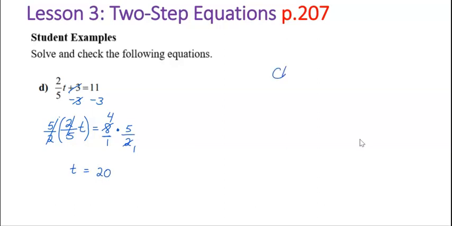And you can check this. 2/5 times 20 over 1 plus 3 is equal to 11. Again, fractions: 5 divides into 20 four times. 2 times 4 is 8. Plus 3 equals 11. 11 equals 11. We have a balanced equation.